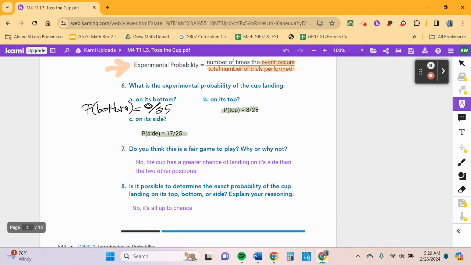So, is this a fair game? No, this is not a fair game because the cup has a greater chance of landing on its side than the top or the bottom. And number 8, is it possible to determine the exact probability of the cup landing on its top, bottom, or side? No, it's all left to chance. So the answer is no. I hope you have answers similar to mine.